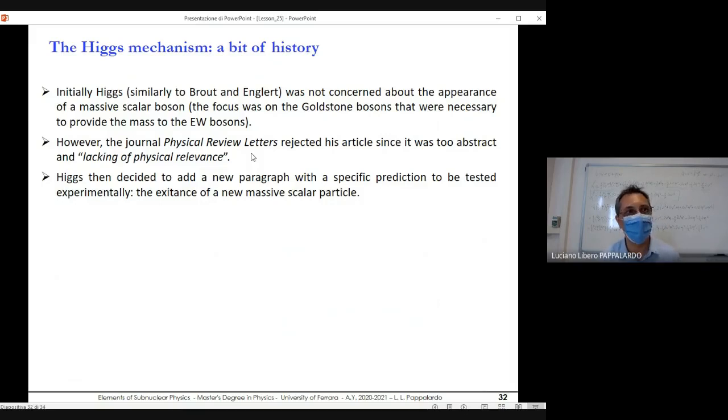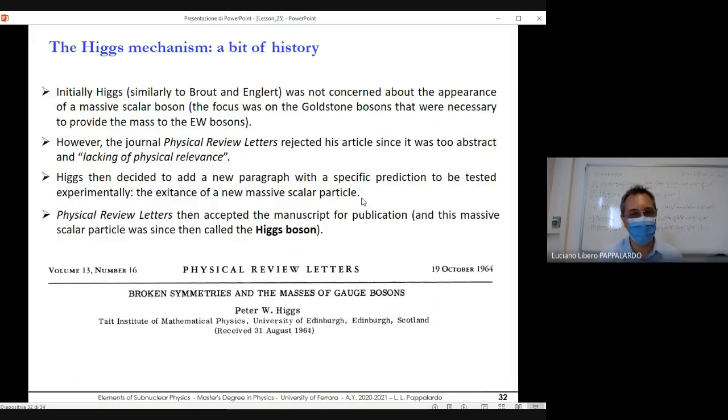And so he had the intuition that in order to have the manuscript accepted by the editor, he had to put down something more concrete into the paper, apart from formulas and theories, okay? And so indeed, he added a new paragraph with a specific prediction to be tested experimentally, which is the existence of a new massive boson to be detected. Then Physical Review Letters accepted the paper, which is now this very famous paper from 1964, and indeed Higgs was the first one to give the right importance to the massive boson, and that's why, essentially, today everybody speaks about the Higgs boson.